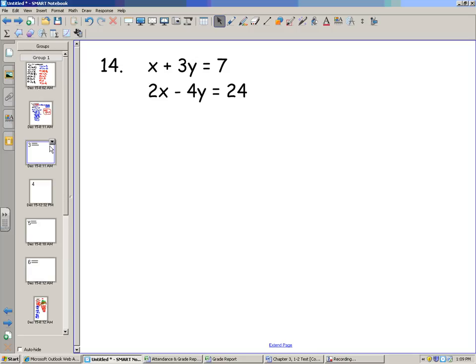Here we go. X plus 3y equals 7 and 2x minus 4y equals 24. Now, what do? I have to do substitution. Notebooks are graded, by the way. I heard someone wanted their notebook back pretty bad.